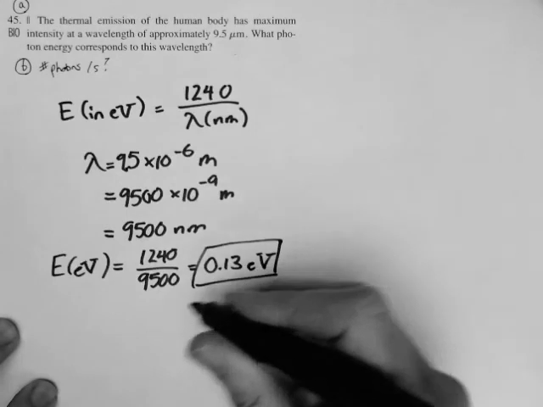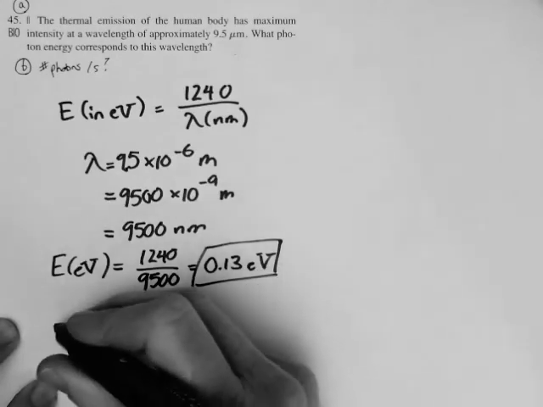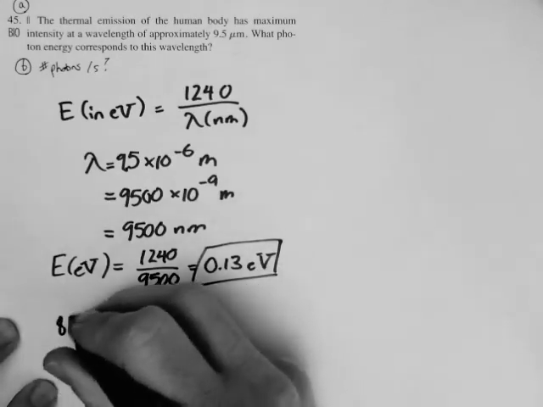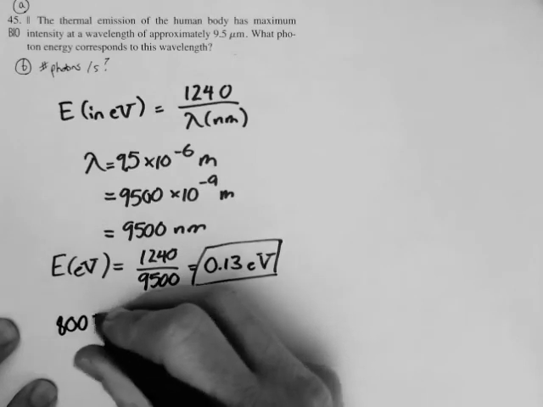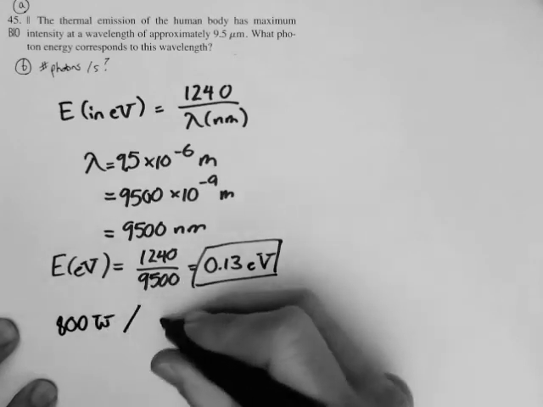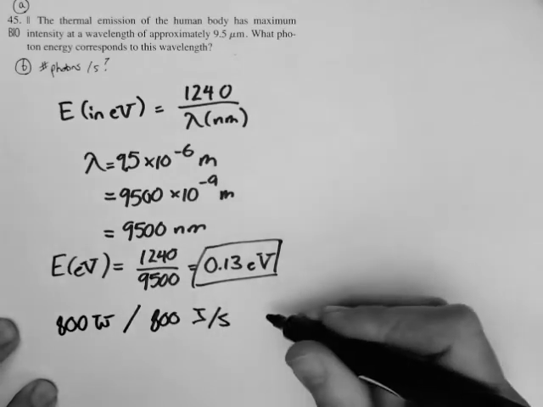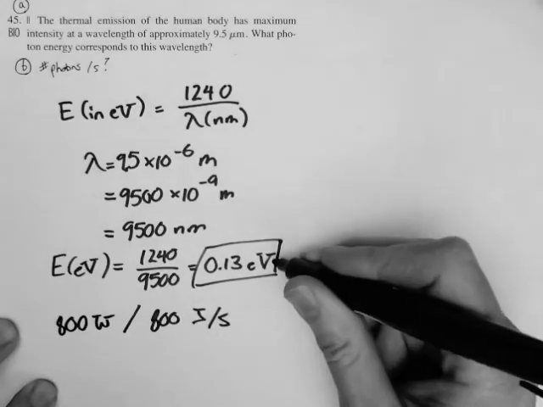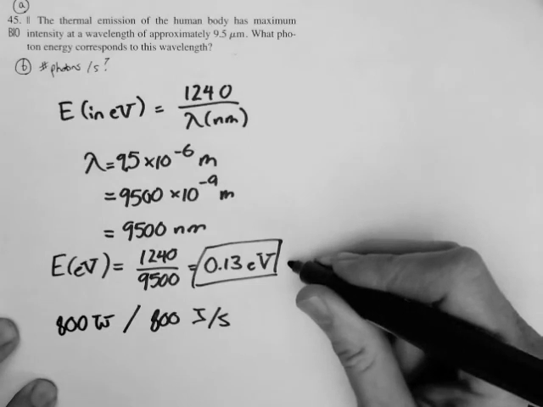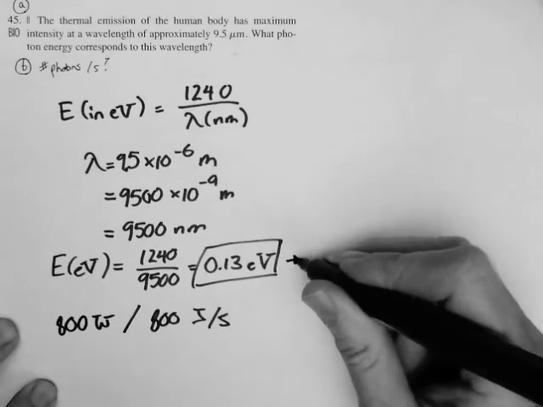How many photons per second would this correspond to? Well, we know that the body emits about 800 watts of thermal radiation. That's something we've done a couple of times. That's 800 joules per second. So to make this calculation, we need the photon energy not in electron volts. We need it in joules. So we need to convert this number to joules.